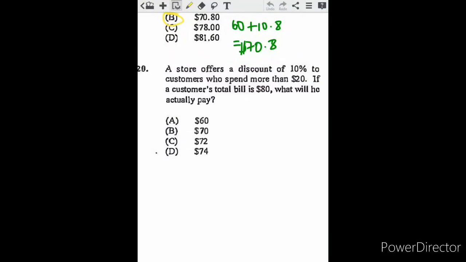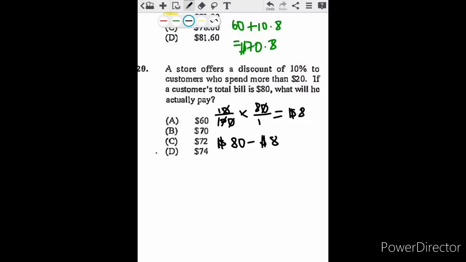Working this out, we have 10 over 100 multiplied by the bill, which is $80 over 1. So the 0 from the 80, the 0 from the 1, and then the 0 from the 10, that's all marked off. So we have 8 as that discountable amount. So we subtract the 8 from 80 and we'll have our amount that we paid as $72, which is C.